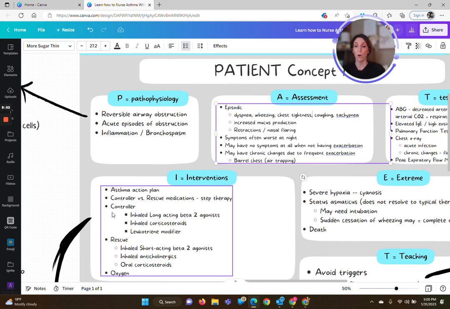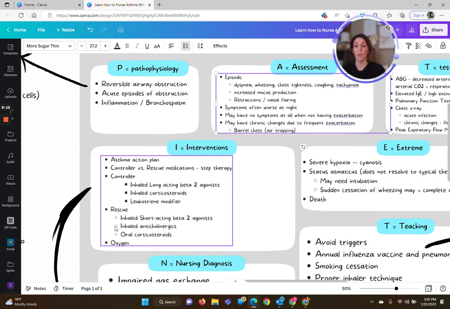So for controller medications, we have inhaled long-acting beta-2 agonists, and we'll discuss that more in a moment. We have inhaled corticosteroids, and then we have leukotriene modifiers. Remember I said that leukotrienes are released in response to allergies and things like that, so this medication helps to reduce that.